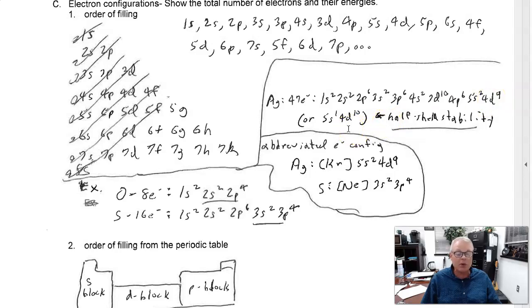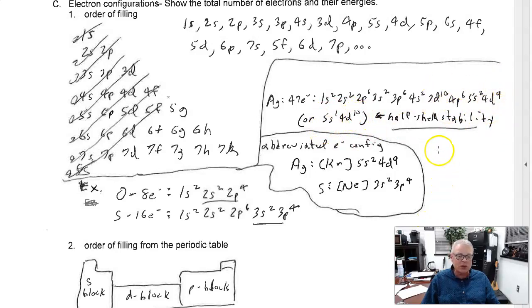Now, why would it do that? Do things just happen at random in here? Well, not usually, which is kind of nice. At least that way you have a fighting chance of predicting it. There's got to be something to be gained here. So what is it to be gained? Well, by taking that electron out of the s and putting it into the d, you fill up this 4d, and notice that my 5s is now half full. And this energy state is actually lower in energy than this energy state.